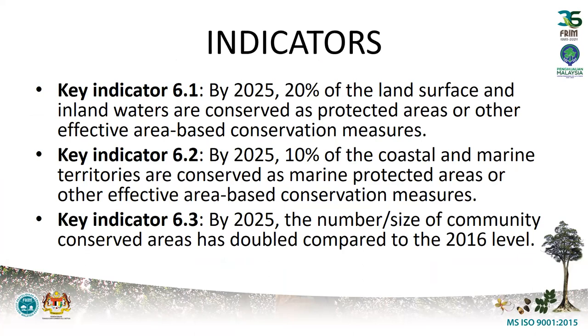Ini pun very interesting. CCA, community conserved areas, has doubled compared to the 2016 level. Perkara ni untuk community conserved areas banyak berlaku, banyak kita lihat terdapat di Sabah pada masa ini. Tapi mungkin ada lagi yang akan datang di Semenanjung Malaysia dan Sarawak untuk ada community conserved area, yang mana satu-satu kawasan komuniti di situ sendiri yang memelihara kawasan tersebut. That's why dia panggil community conserved areas.